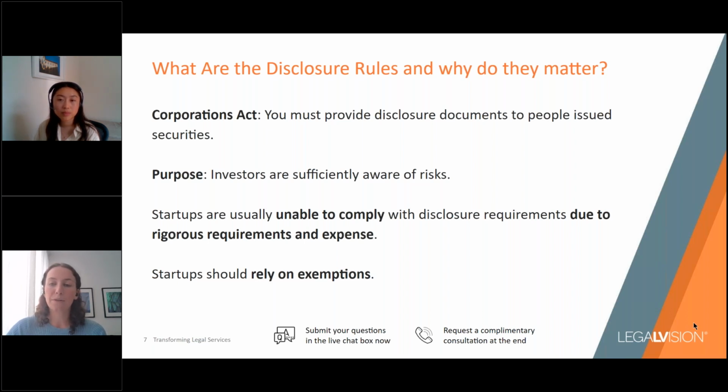And those disclosure documents need to include information about your company to assist with determining the nature of the relevant investment. For example, they include information about how the company intends to generate income and the risks involved in the company's business that could impact on the value of the securities that are held by the employees. Most startups aren't able to comply with the requirement to provide a disclosure document, like an offer information statement, or you may have heard of a prospectus before. And that's because of the rigorous compliance requirements and the large expense involved in preparing those documents. So ideally, startups will be wanting to rely on an exemption from those requirements.